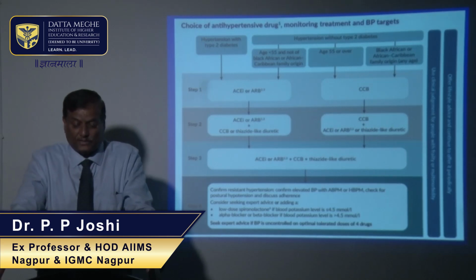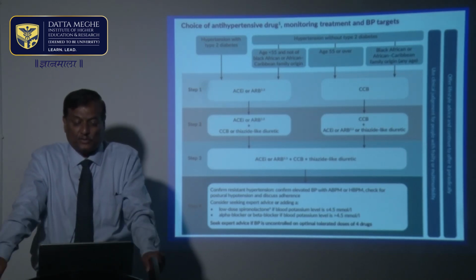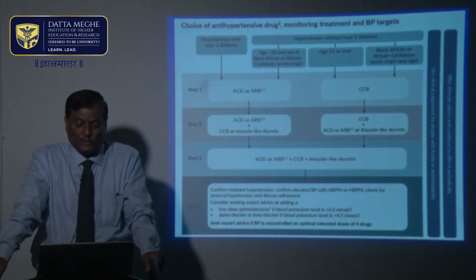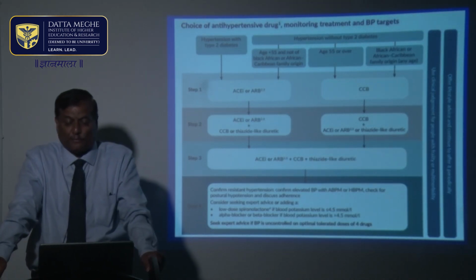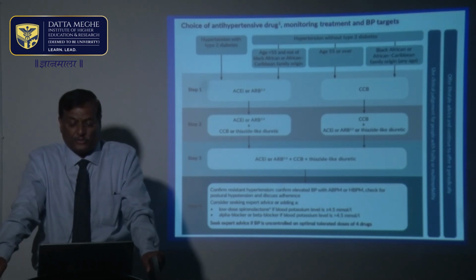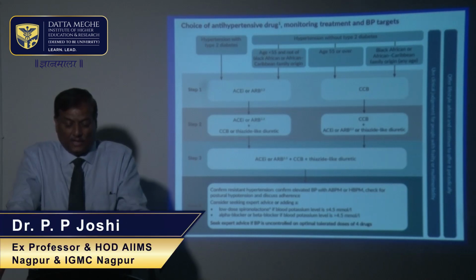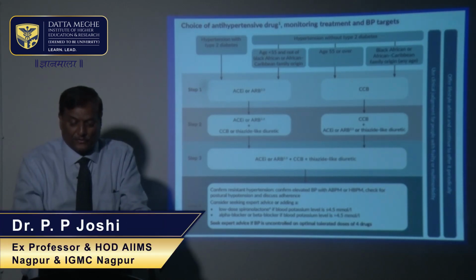Similarly, this is the latest British Hypertension Society guideline. They have again classified the use of ACE inhibitors and ARBs in patients less than 55, calcium channel blockers in those more than 55, and then combining these three drugs in patients who have hypertension.